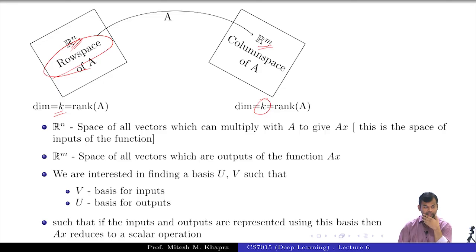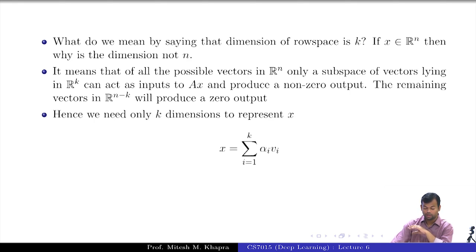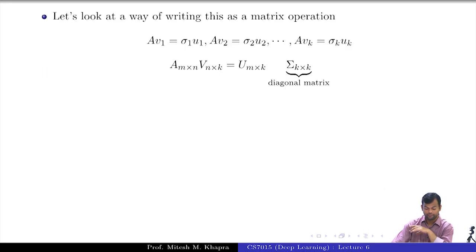There are only K linearly independent vectors. And this is again something from linear algebra which I expect you to know: of all possible vectors in Rn, only a subspace of dimension K can actually act as input to Ax to produce a non-zero output. So I am talking about null space, column space and things like that. This should be clear. If it's not, it's okay, it's not very important for us right now. And hence we have only K dimensions.